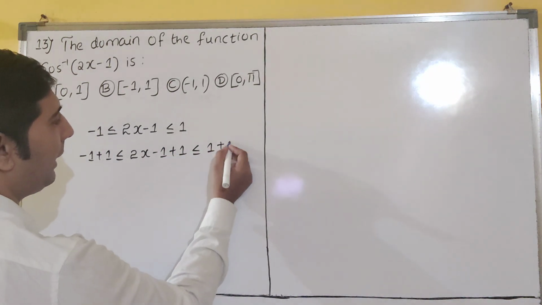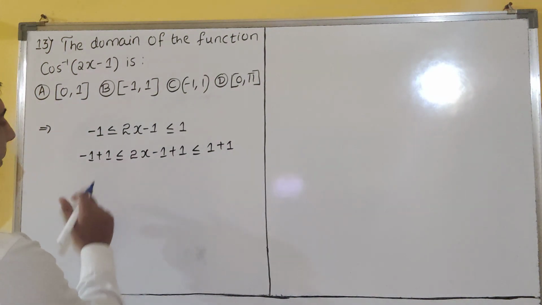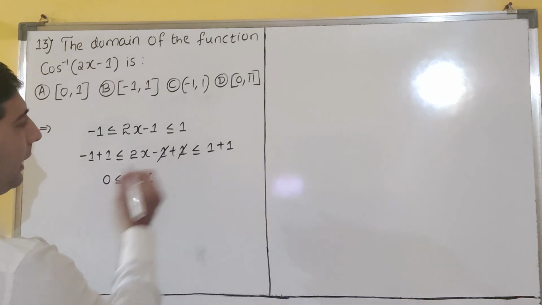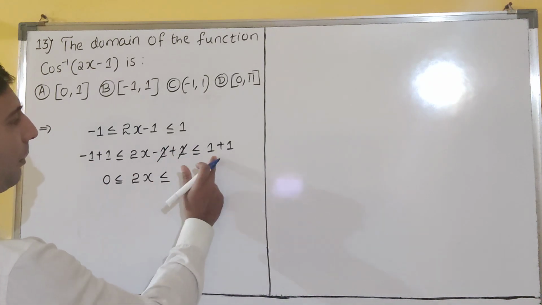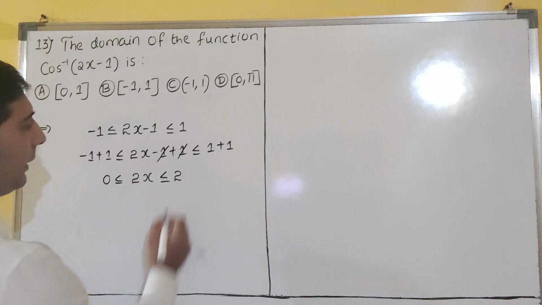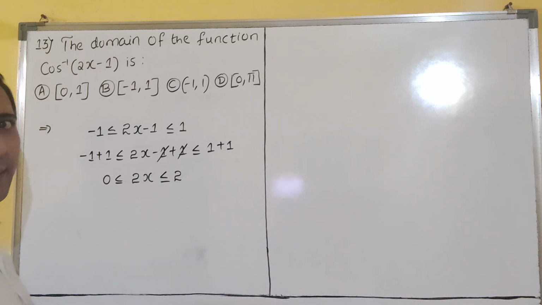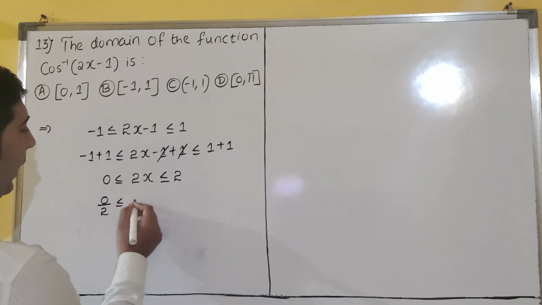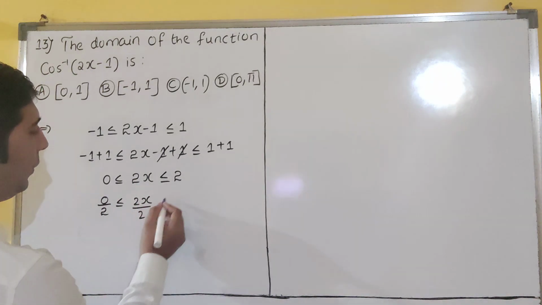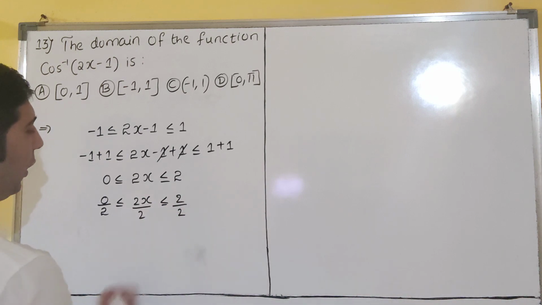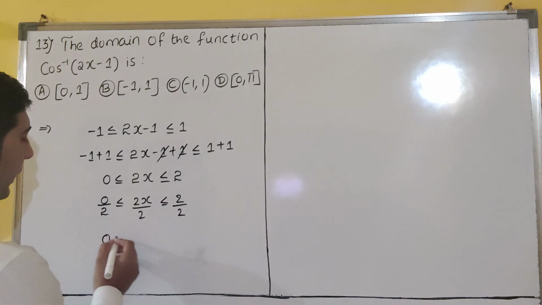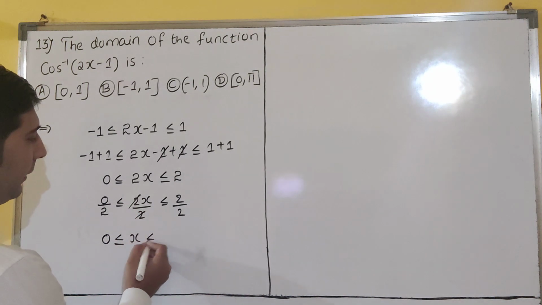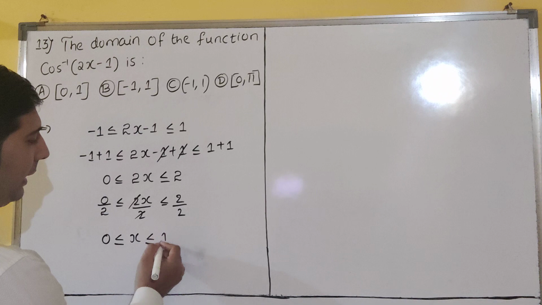So here also we'll add. Correct? -1 and +1, and 0. 2x, +1 and -1 get cancelled. So 1 + 1 is 2, dear students. So now you divide by 2. Dividing by 2, 0 by 2, 2x by 2, and 2 by 2. So how much will you get? 0 by 2 is 0, dear students. 2 gets cancelled, x will remain, and 2 by 2 is 1, dear students.